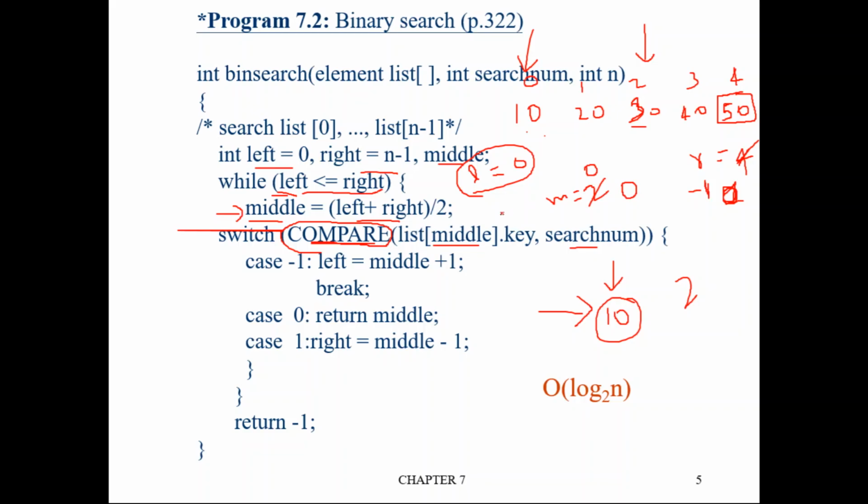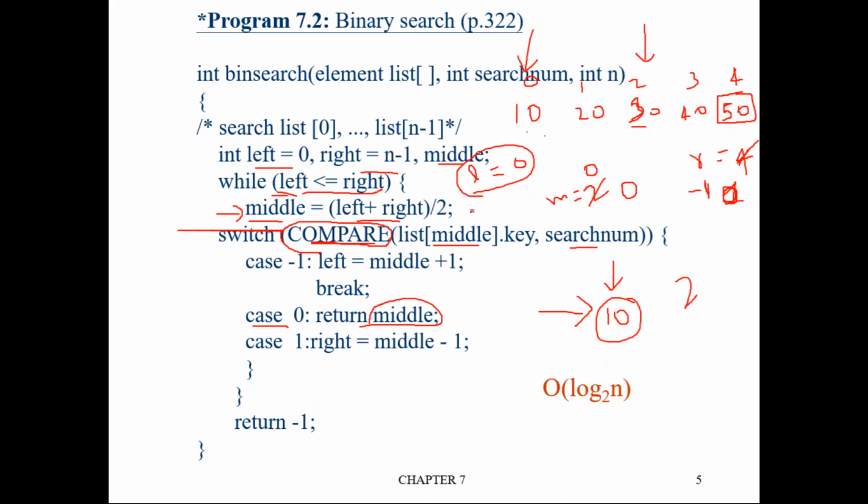If both are the same, it will return 0. If it returns 0, we are returning middle, that is, the element is available in the middle location. If the middle value is greater than the number that you are searching, then it will return 1.